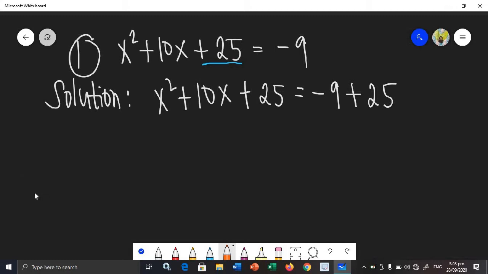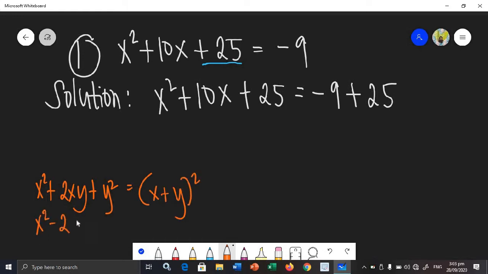Ito siya. So, x squared plus 2xy plus y squared equals quantity x plus y squared, yung sinulat ko kanina. Pag naman negative yung middle term, let's say x squared minus 2xy plus y squared equals quantity x minus y squared. So, mamimili kayo dyan ng factored form, depende sa given na trinomial.